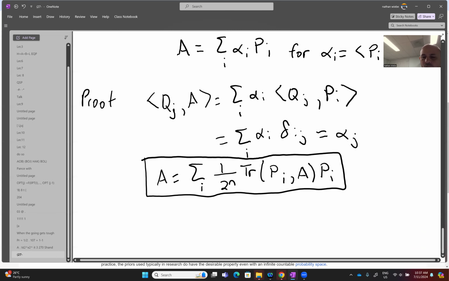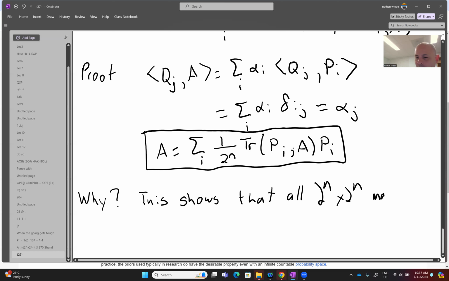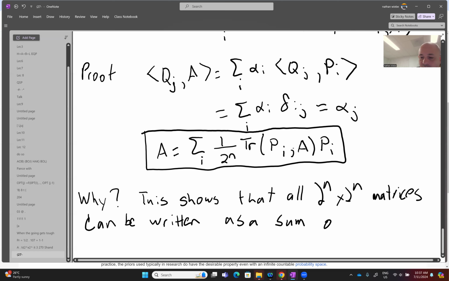So why are we interested in this? Well, getting back to what our original topic was, this ends up showing that all 2 to the n by 2 to the n complex valued matrices can be written as a sum of unitary matrices.